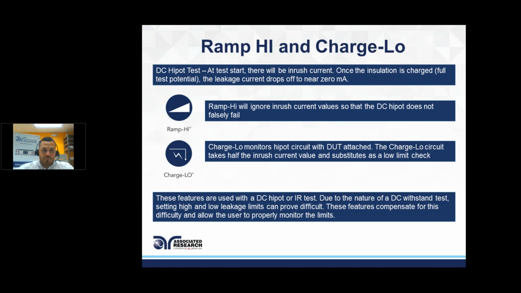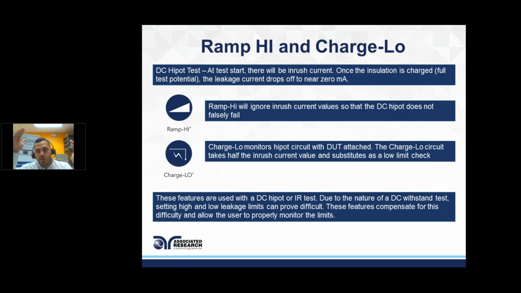Okay, so I need to distinguish how our ramp high works in certain separate instruments. Now, when ramp high was first introduced, we stated we won't fail you during ramp high. What does that mean?